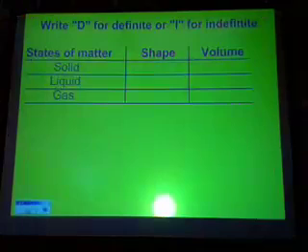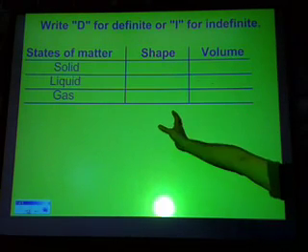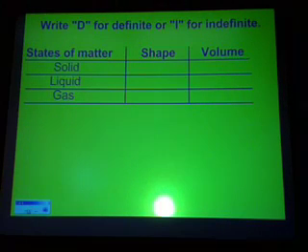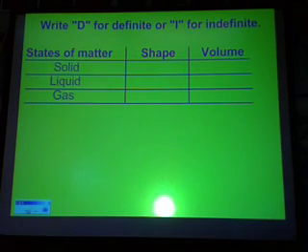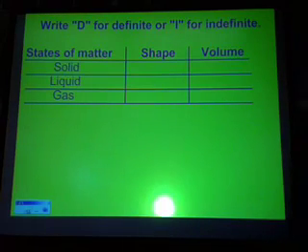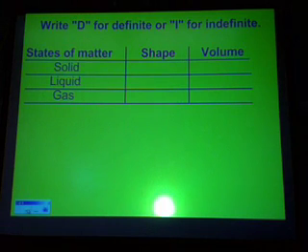Okay. On that assignment, you were asked to describe each of these, and we use the words definite and indefinite. Definite means we can define, we can describe the shape. It's consistent, it's unchanging, is another way of using that word. Indefinite means it varies. It's not always going to be the same. So when I say shape, that would be how it appears. When I say volume, I'm talking about the amount of space it takes up.